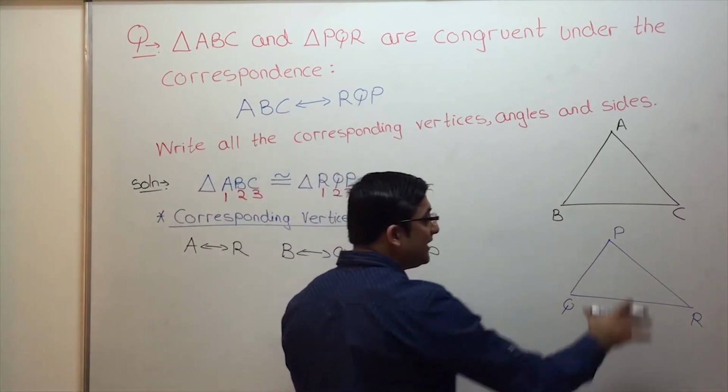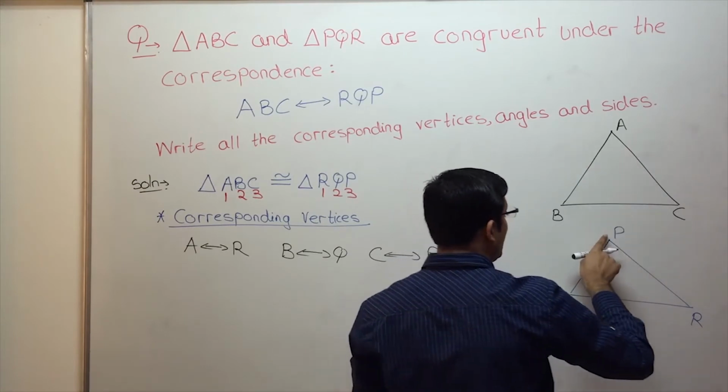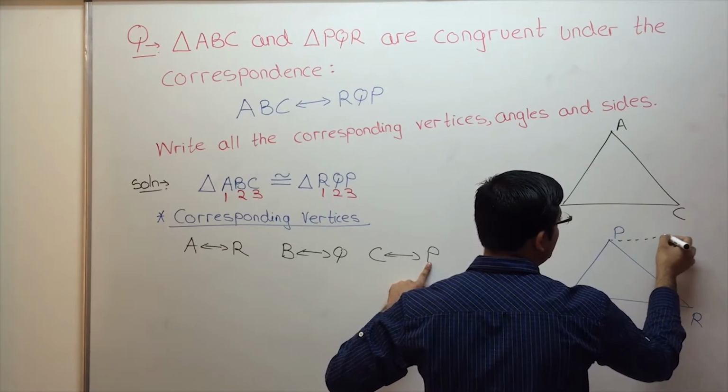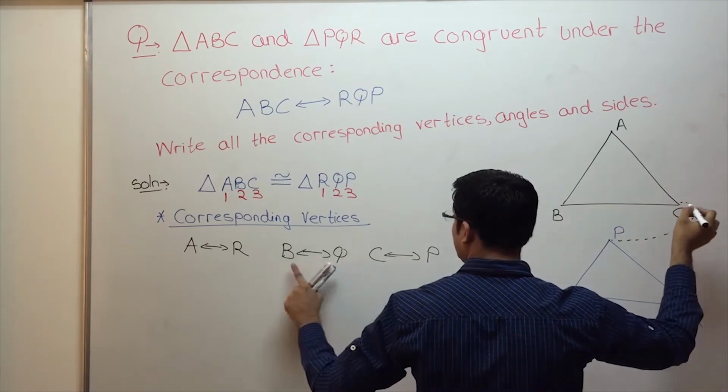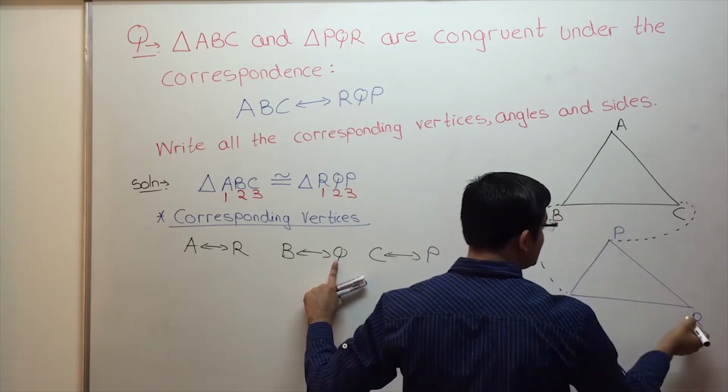That means if I cut out this triangle, should I place this triangle just like this? No. See, vertex P, what is vertex P? It corresponds with vertex C. So P corresponds with C. Then Q corresponds with B and R corresponds with A.